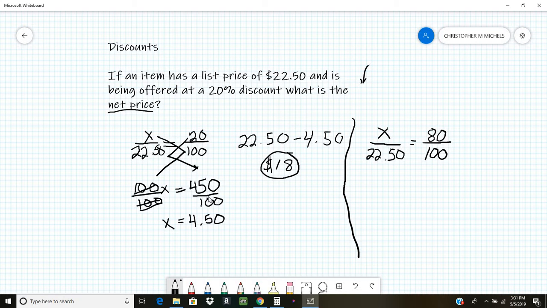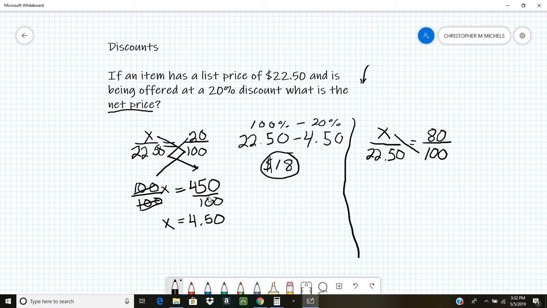But if you think about it, it's really the same thing, because if you think about what each of these percents represents, 80 is the 100% full price minus the discount of 20%, which we found was 450. So 100 minus 20, that's where the 80 is coming from. So really, it's the same thing no matter which way you figure it. It's just these numbers are usually easier to figure in your head.